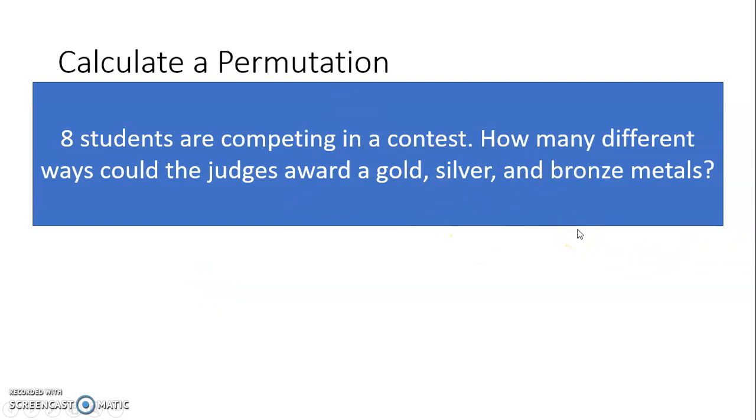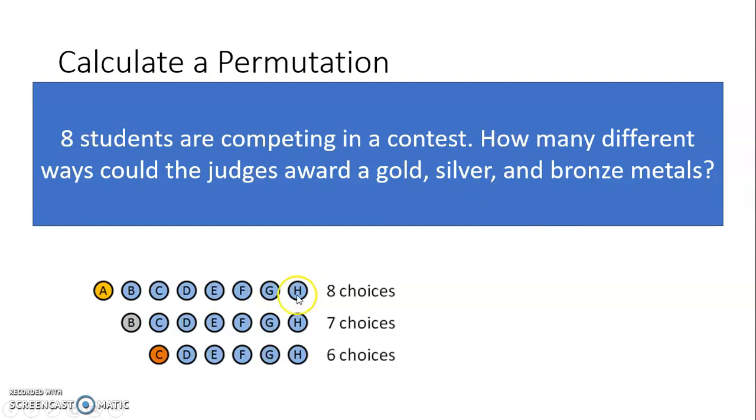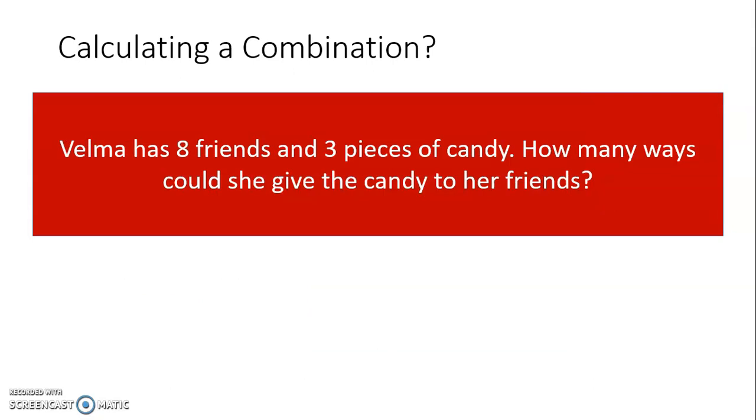So, of course, if the first student gets a gold medal, there are only 7 people left to get the silver, and after that there's only 6 to get the bronze. So you have 8 choices. The first one gets gold, the second gets silver, the third gets bronze. So you end up with 8 times 7 times 6. That's 336 different ways that you could award those medals.